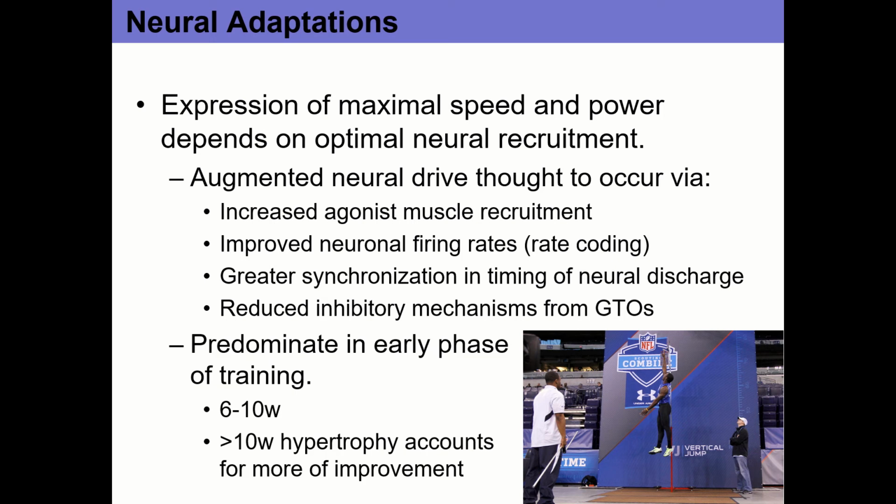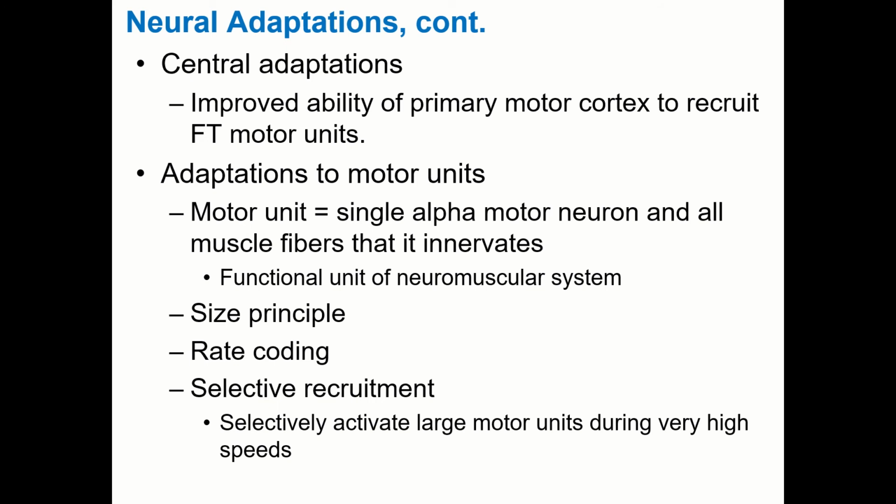So as mentioned, these neural adaptations predominate or are the main mechanism of adaptation in the early part of training, especially if we're talking about somebody who's untrained, less so if somebody's been training for a long time and they just detrained. But with a new lifter, for the first 6 to 10 weeks, these make the biggest difference. And then after 10 weeks, and you'll see these numbers move around, but this is the one the NSCA uses, so we'll stick with this. After 10 weeks, hypertrophy, muscular growth, accounts for more of that improvement rather than neural adaptations.